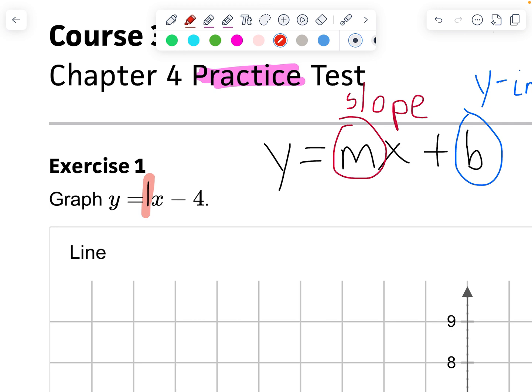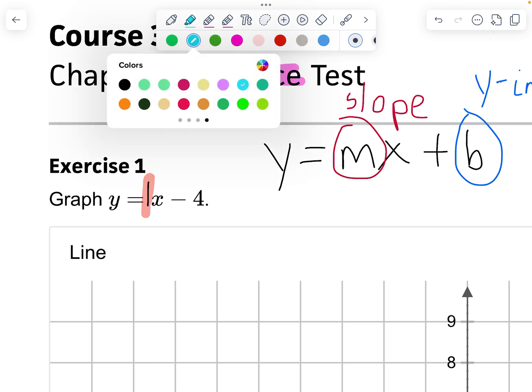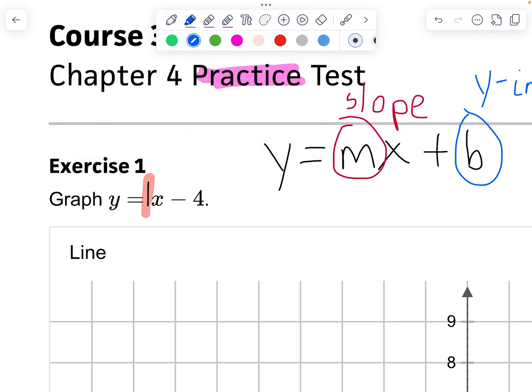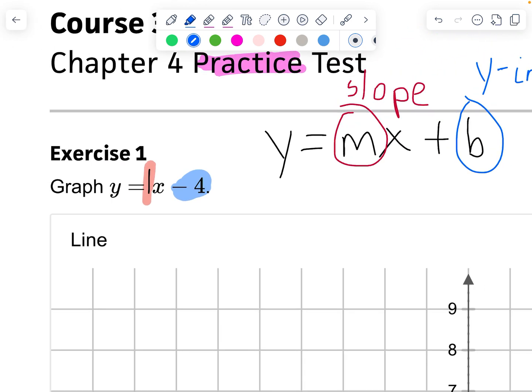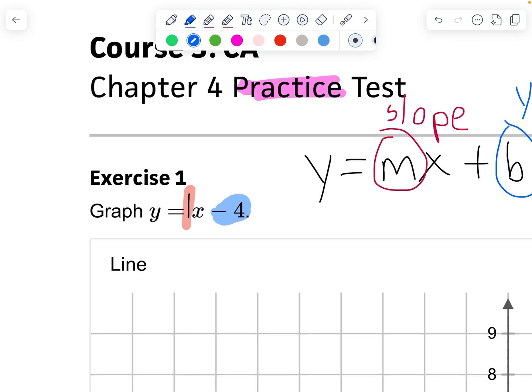And then the number that... let's go darker blue. Man, we got so many colors. So the darker blue, the number that is by itself, the constant, whatever number that is, is the y-intercept. That's going to be the -4. So if we're going to graph this, my slope is 1 and my y-intercept is -4. The y-intercept is your starting point. You're going to start right at -4 on the y-axis. That's your starting point. Your slope is your directions.